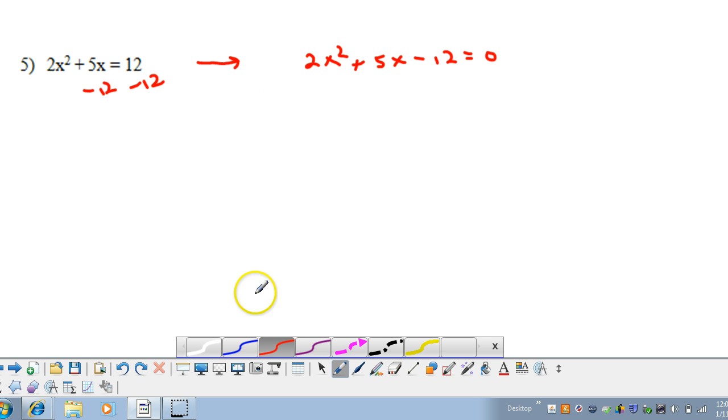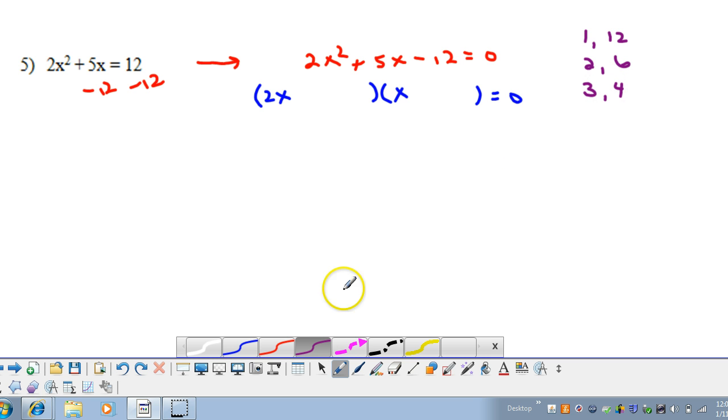Now we can actually factor the trinomial, and the factors of 2x squared would be 2x and 1x. And then for factors of 12, we need to think about all the different pairs of factors for 12. We have 1 and 12, 2 and 6, and 3 and 4. Let's start by eliminating the 2 and 6 option. And the reason I say that is we'd have to have a 2 here or a 6.